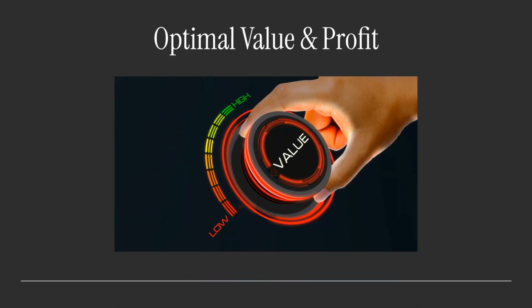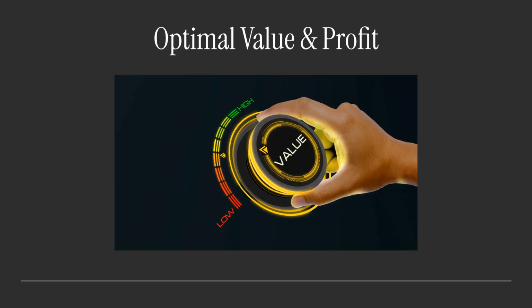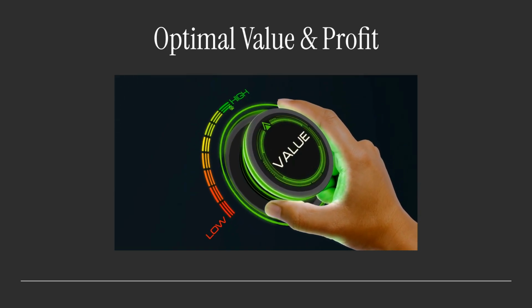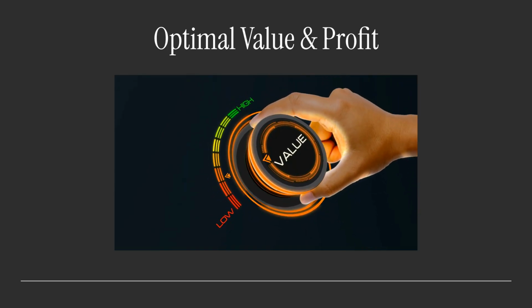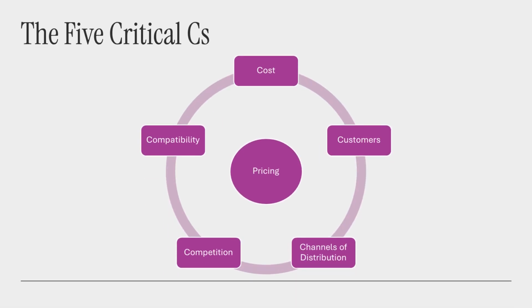The goal of using these C's is to determine the best price, one that offers optimal value to the buyer while simultaneously maximizing profit for your company. The 5 elements we need to consider are cost, customers, channels of distribution, competition, and compatibility. Let's look at each one.